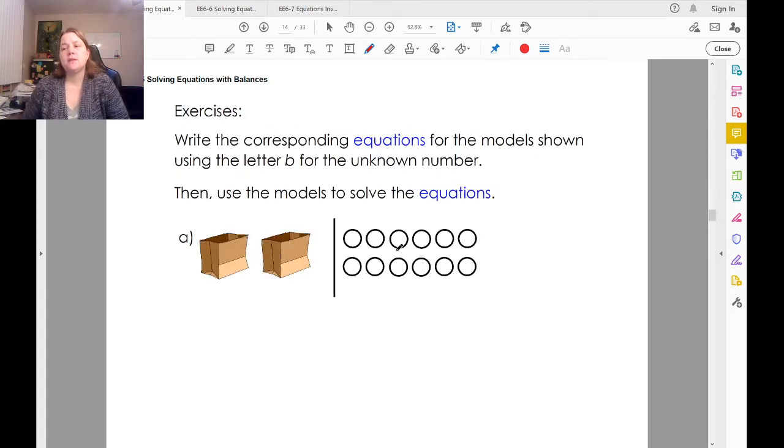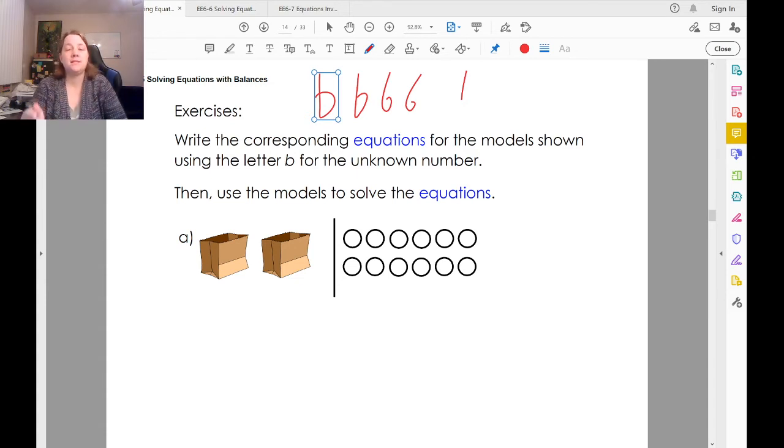So they want us to write the corresponding or the matching equations for the model shown using the letter B for the unknown number. Well, first of all, the letter B, if you write it quickly, can very easily look like the number 6. A lot of letters can be mistaken for this. Capital I, is that a 1? Is that a lowercase l? Is that a capital I? Who knows? There's a lot of letters that can be very tricky if you're not careful.